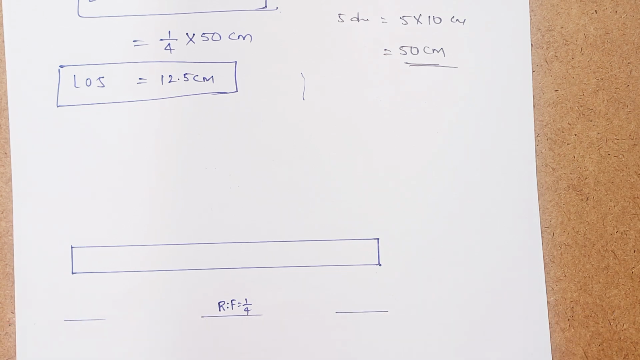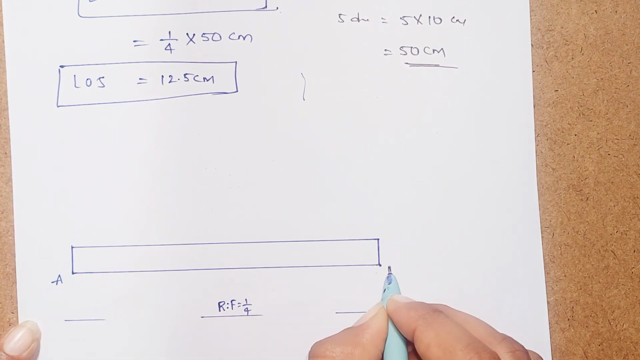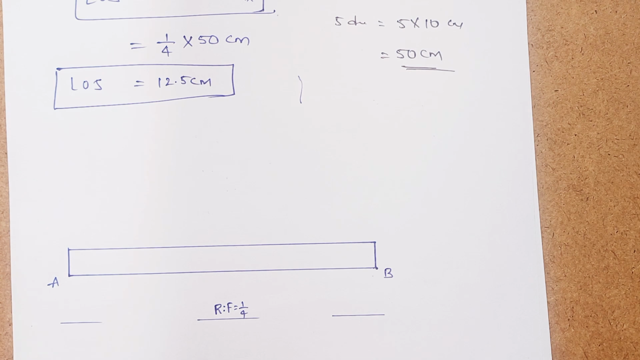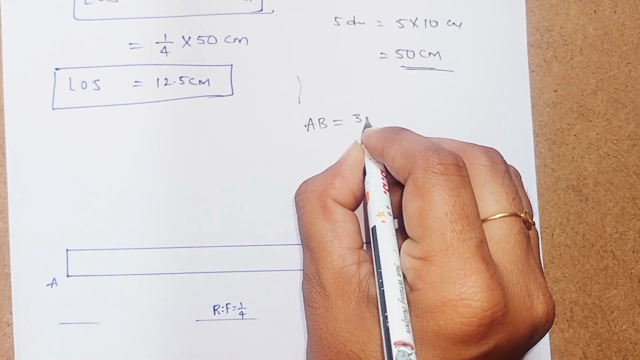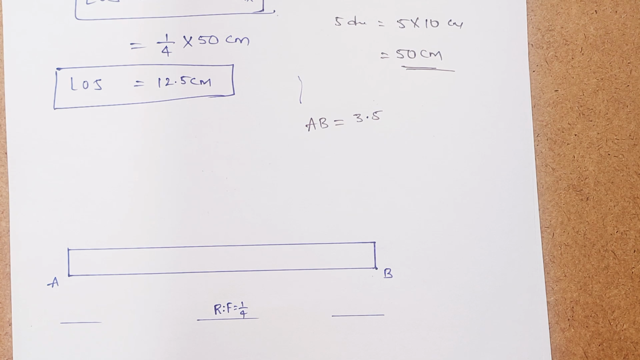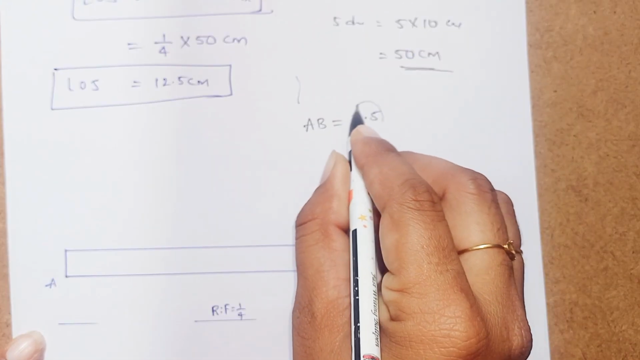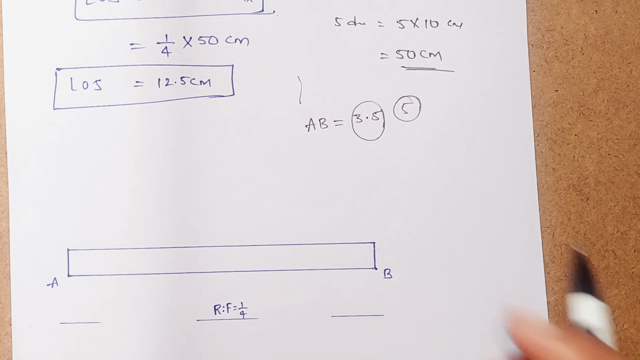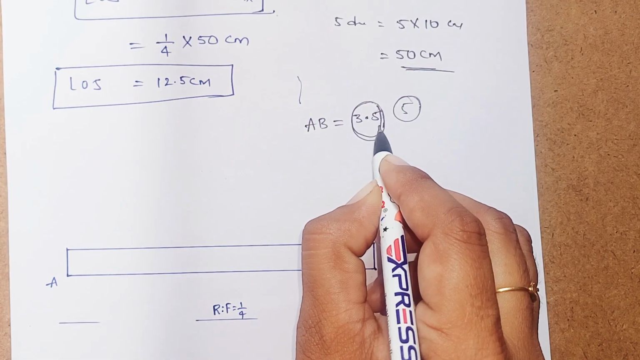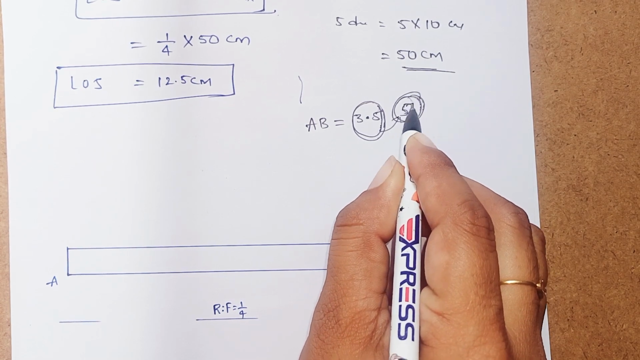Okay, and next, this is A and this one is B. From A to B you have to divide into 5 equal divisions. Why? Because the distance AB is already given in the question: AB is equal to 3.5 on a scale. So AB is equal to 3.5. So 3.5 distance is below 5. That's why here we round it up to 5.